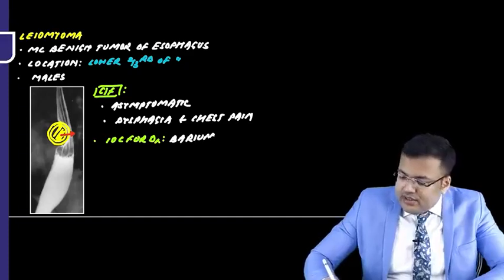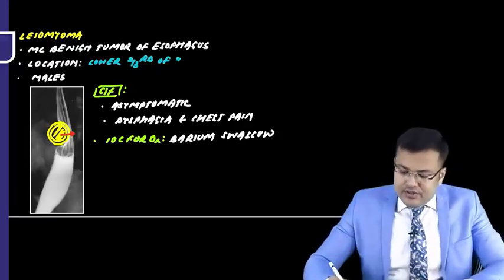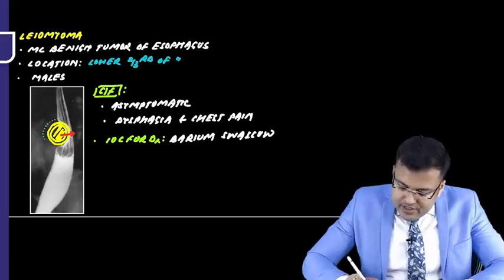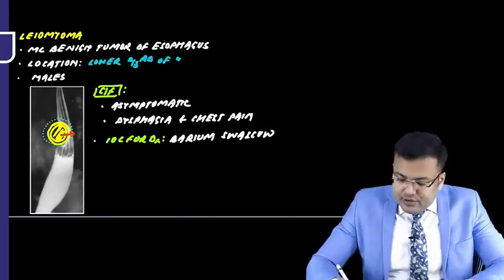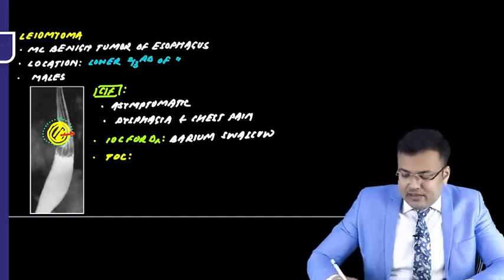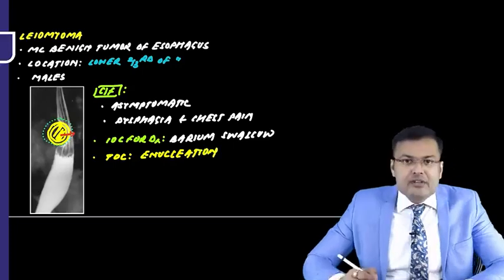And you know that this is a benign tumor, right? And in a benign tumor, what can you go for? I can easily go for enucleation. So in this case, since it's a benign tumor, I can go for enucleation. So what is the treatment of choice here? The treatment of choice for leiomyoma is enucleation.